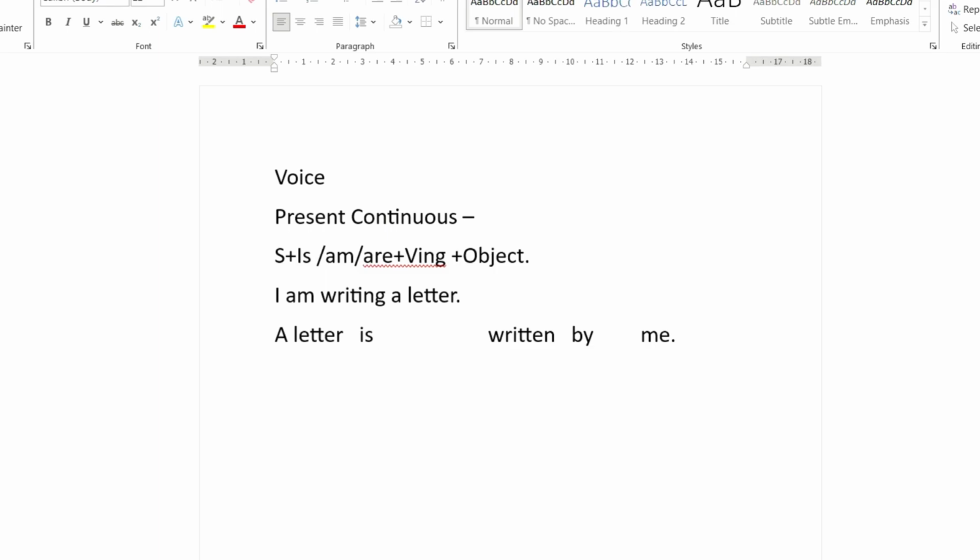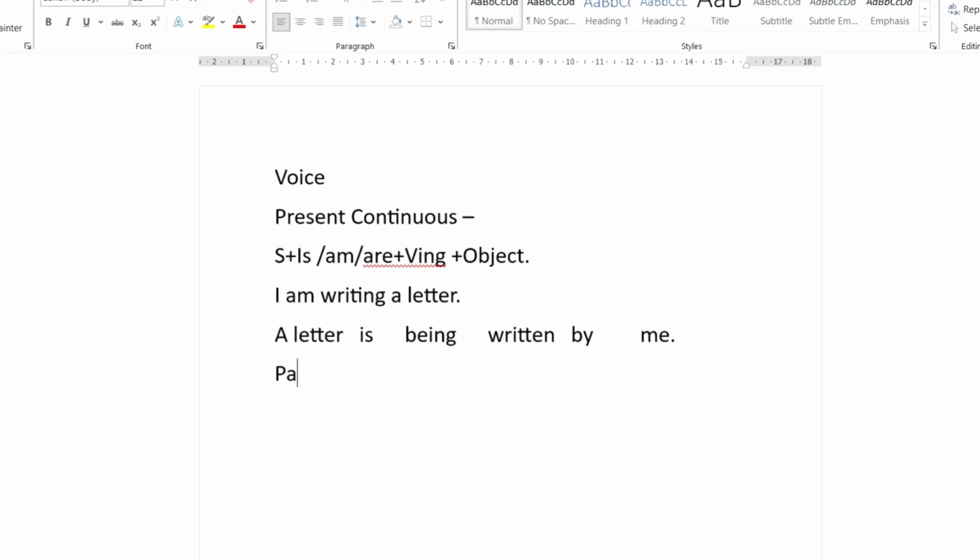Now, the fourth rule, adding something extra. In order to change writing into written, I basically had to remove the ing. Now, as I said, what is already there, I cannot remove. So, I will bring back the ing in the form of being. So, the extra word in the case of continuous sentences is being. So, a letter is being written by me.